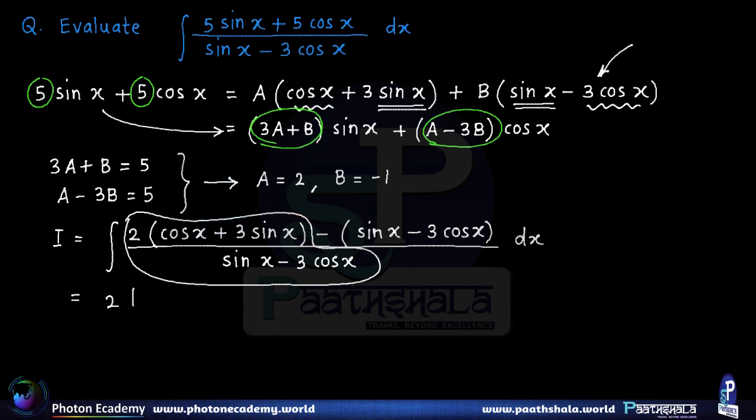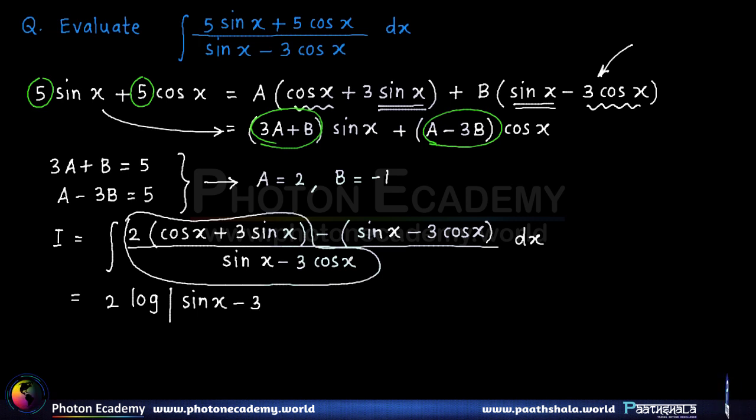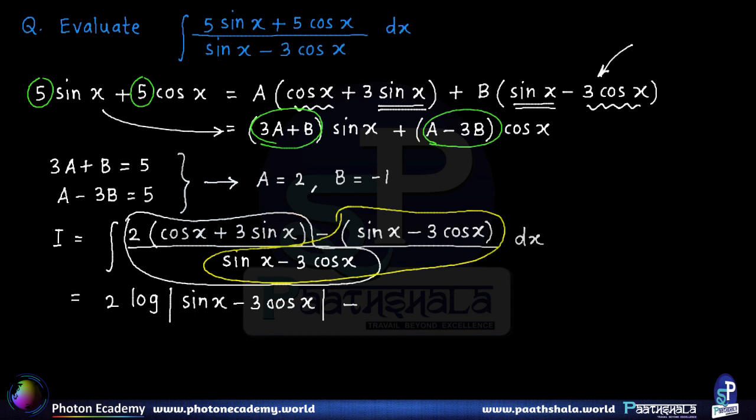So therefore the integral will be log of sin x minus 3 cos x, because if we have the integral of the form f dash of x upon f of x, that is a log of f of x, and minus, when we break the fraction, the second part will be nothing but minus 1, because the denominator term will get cancelled, and hence the integral of minus 1 is nothing but minus x. So therefore we have minus x and plus c at the end. So therefore this is the answer.